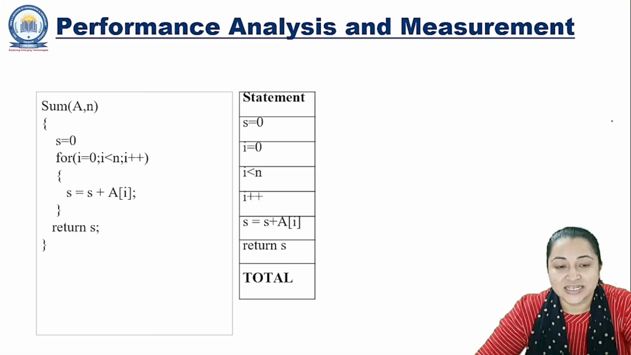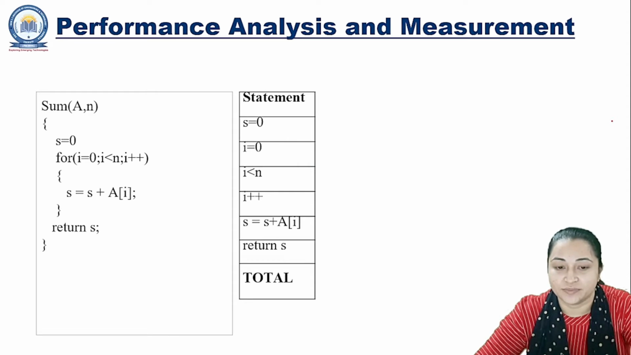So now let us see an example. Here is the algorithm which finds the sum of n numbers in an array. In this algorithm we have an array A, total number n, and we are finding the sum of all the numbers in the array. That is the code or algorithm for the problem in which we are going to sum all the elements of an array.